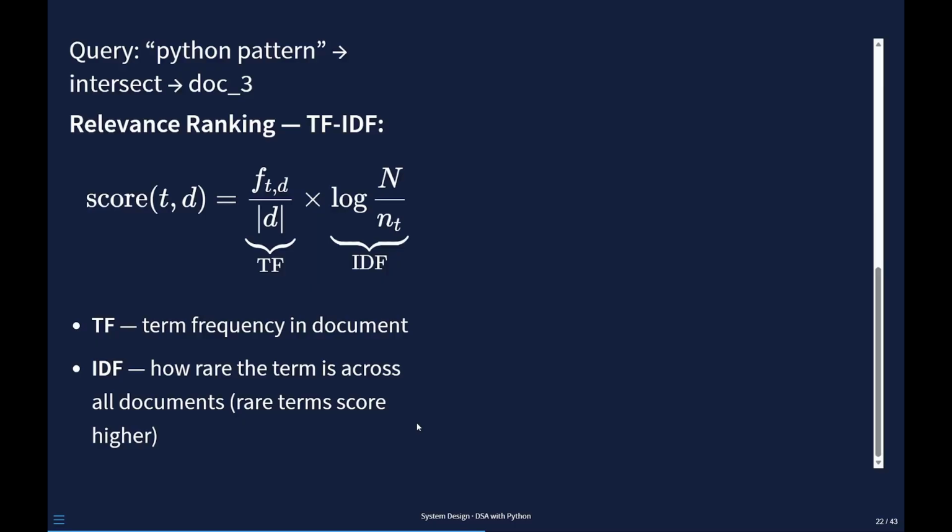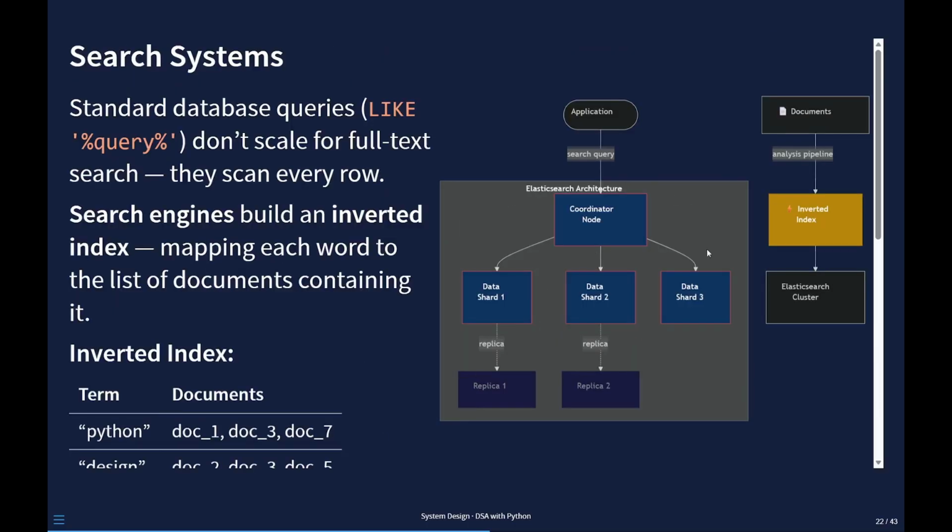A term that appears in every document, like the, gives you no useful signal. A rare term like quorum is much more indicative of the document's topic. The log of N over n sub t penalizes common terms and rewards rare ones. The diagram shows Elasticsearch's architecture.